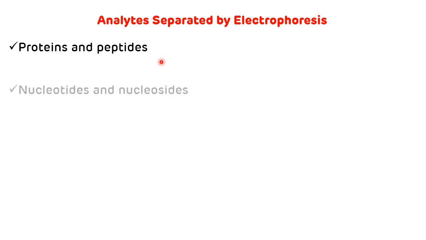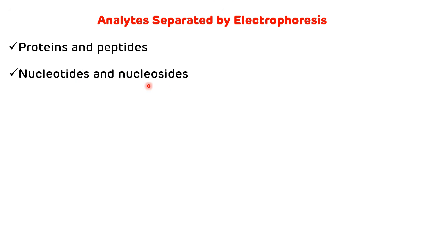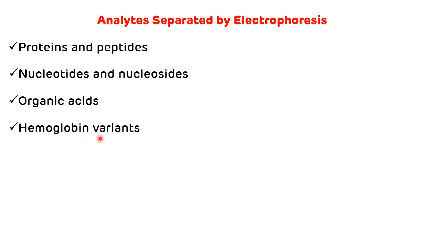Now, what are the various analytes separated by electrophoresis? The first one is protein and peptides. Second one is nucleotides and nucleosides. Then organic acids, hemoglobin variants, lipoproteins, and isoenzymes. So these are the various analytes that can be separated by electrophoresis.